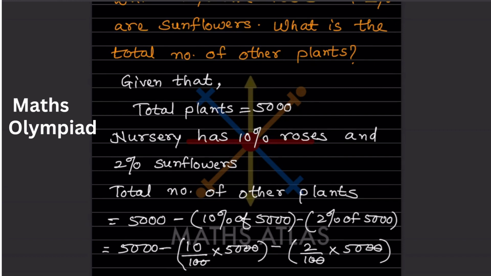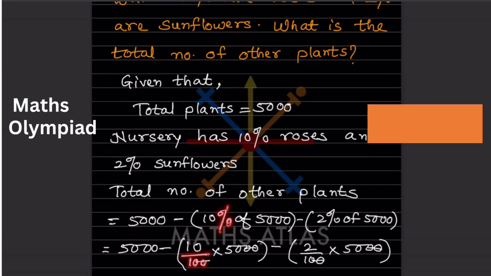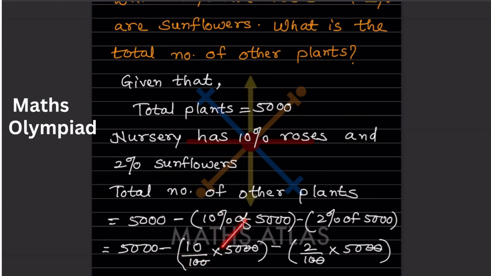So total number of other plants, that will be from 5,000, what will you do? 10% of 5,000 minus 2% of 5,000. So here 5,000 will be as it is. 10% means it is going to be 10 by 100. Wherever you have this percentage sign, you have to divide it by 100. Of means multiplication. This as it is. 2% means 2 by 100, and this is of multiplication and 5,000.